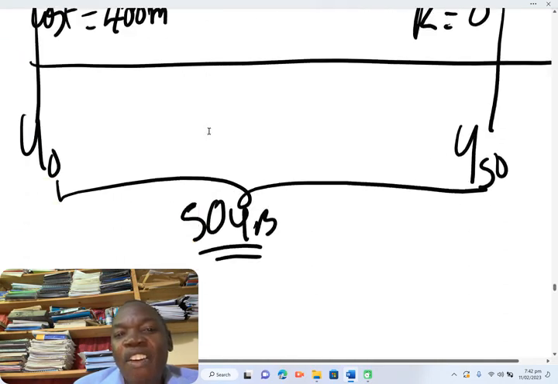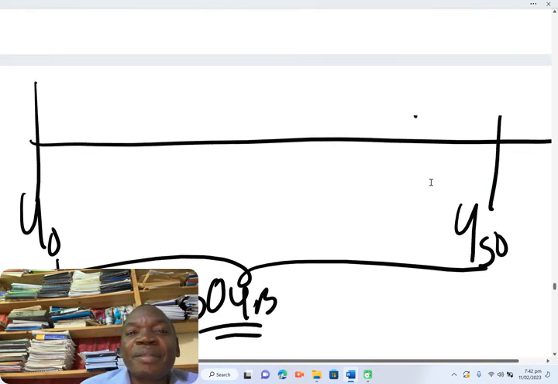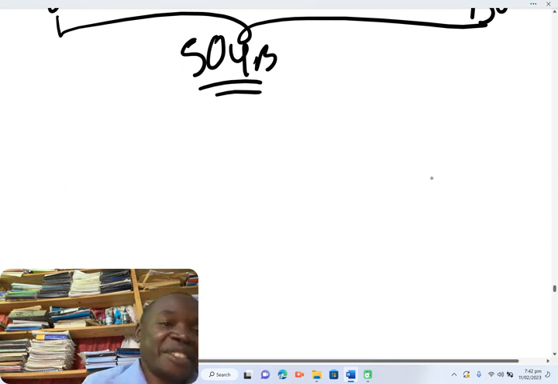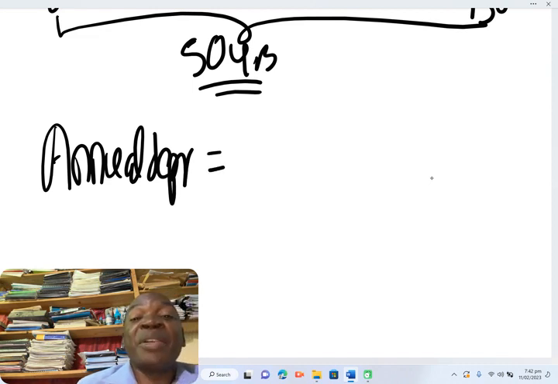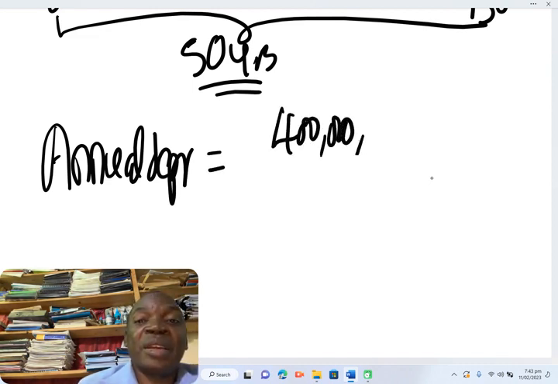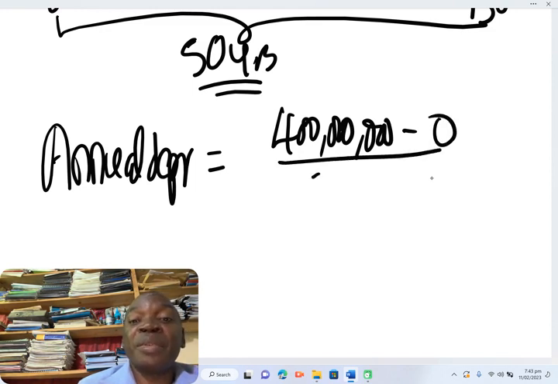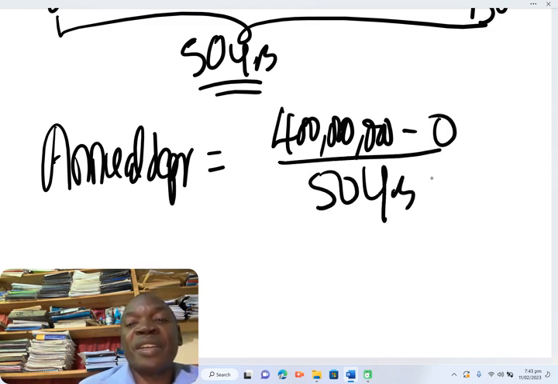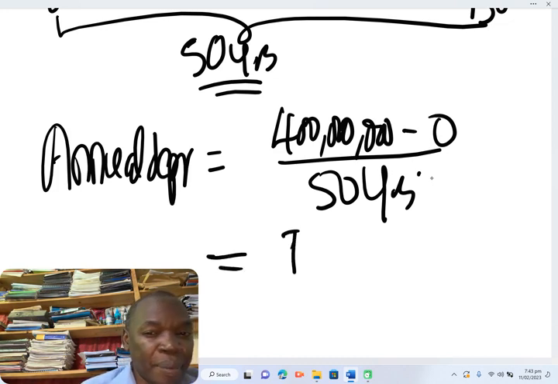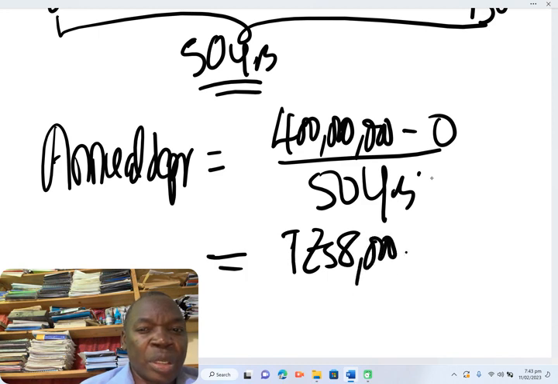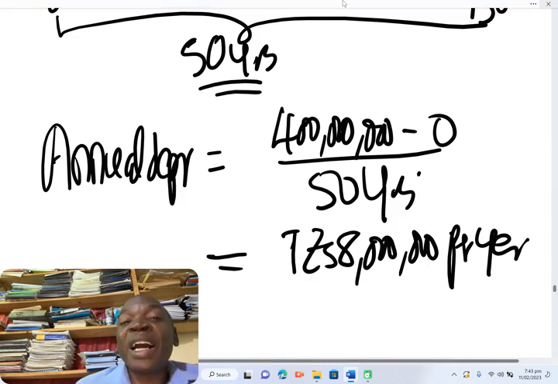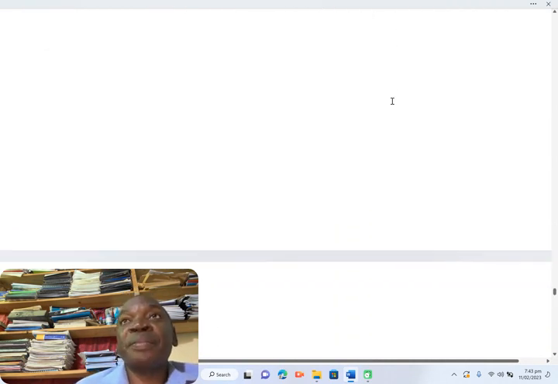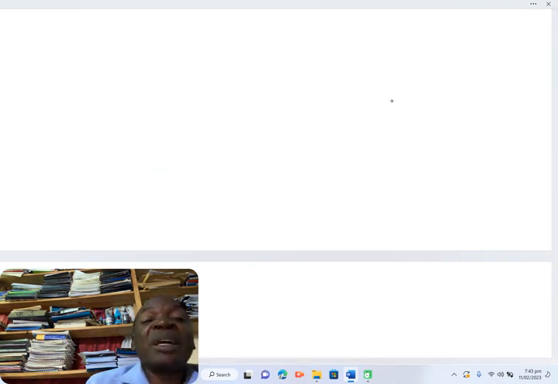Sasa as you see it here, kwanza una compute annual depreciation, ambayo ni 400 milioni toa 0 gawanya ngapi? 50 years. You see, what is annual depreciation? It is 80 million per year. Sasa mpaka Kazimoto anafanya decision, unatakiwa sasa uende unasema hivi.